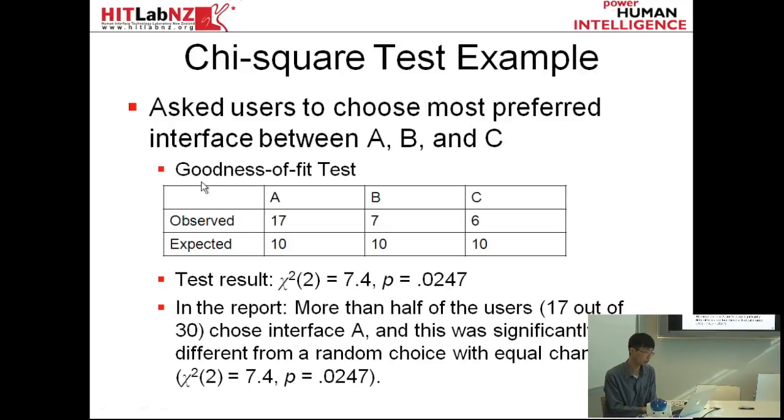So if you run the goodness of fit test, which is a type of chi-square test, it will print out a p-value saying if these two distributions are different or not. So if the p-value is lower than 0.5, you can say these two distributions are different. So the choices they made were not random, but there was another thing that affected their choice, which could be their subjective preference. So that's how the chi-square test works.